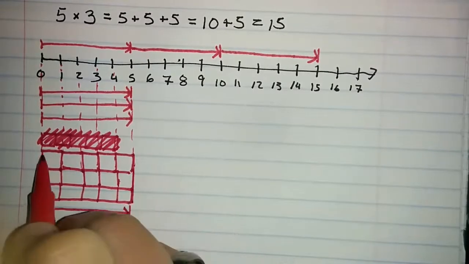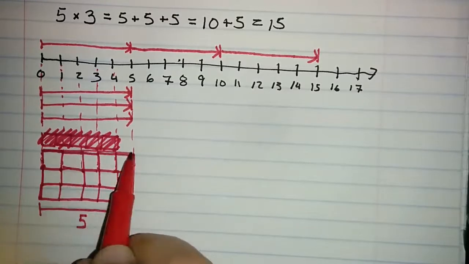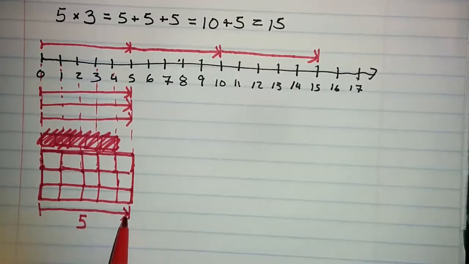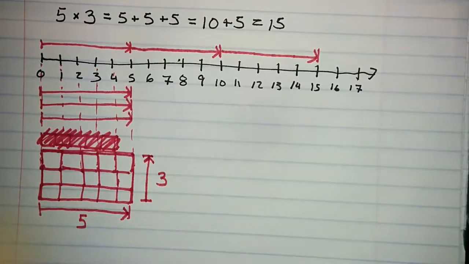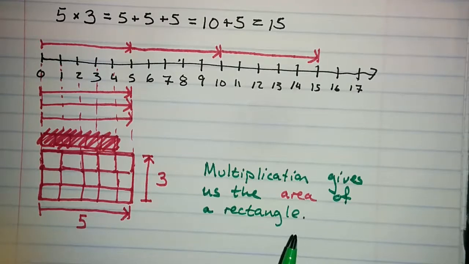See here, we have a rectangle. One side is the line segment 5. The other side is the line segment 3. This gives us a new understanding of multiplication. Multiplication is the operation that gives us the area of a rectangle. Now, what do we mean by area? We mean how many little squares our rectangle covers.